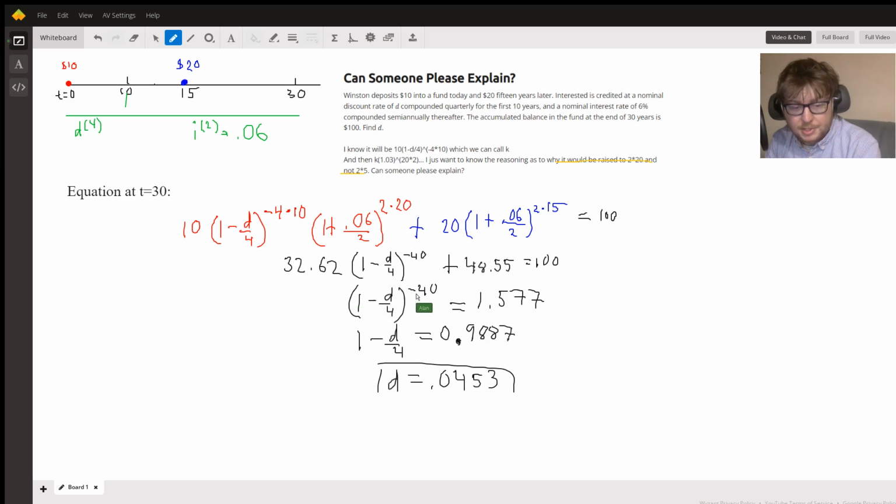You end up being able to isolate (1 - d/4) to the negative 40 equals 1.577. So you take both sides here, raised to the negative 1 over 40th power will kill this exponent. And you get 1 - d/4 equals 0.9887. And from here, it's straightforward to solve for d. d ends up being 0.0453, or in other words, 4.53%. So I hope this helps answer the question.